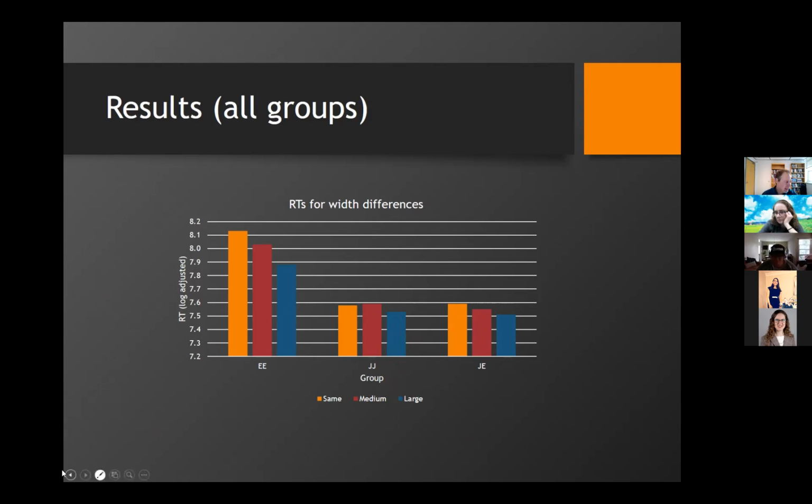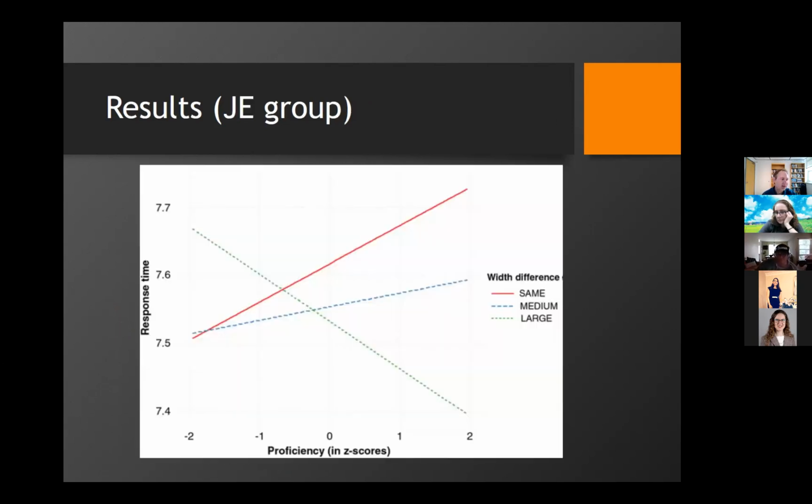Now, when we look at this against the background of proficiency, it becomes much more clear what's happening. What this shows is response time, and this shows the proficiency. So the 0 is basically your average proficiency, and everything lower than that is below average proficiency for this particular group. I don't mean average in general; they were all fairly proficient, but then you have people who were above the mean. And you look, for example, at the same width difference.